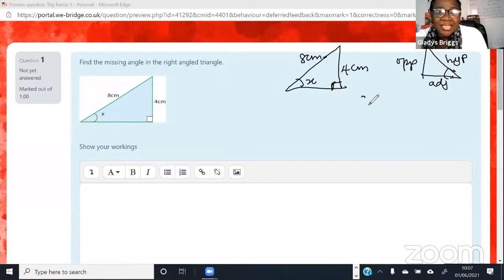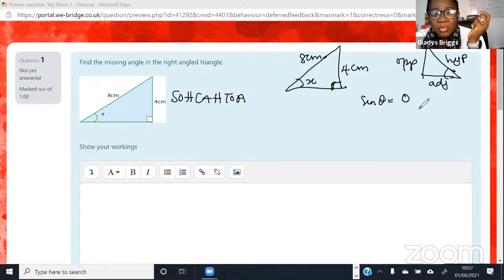Okay. And you need to remember the 3 rules using SOHCAHTOA. Sine theta is opposite over hypotenuse. Now, which ones do you have here? You have the hypotenuse, and you have the opposite. So which one should you be using? I think we should use sine here, but let me just remind you of the others. Cos theta is equal to adjacent over hypotenuse, and tan theta is equal to opposite over adjacent.